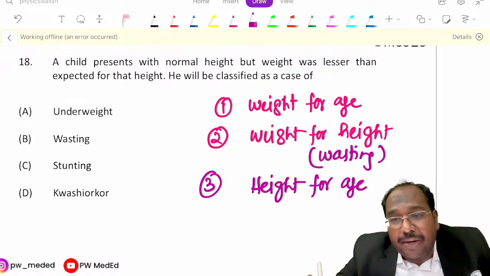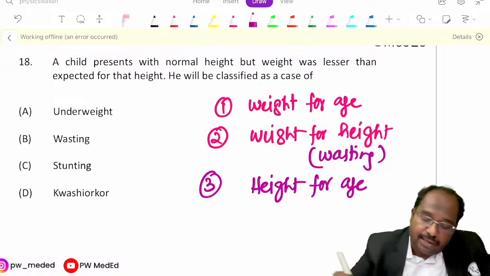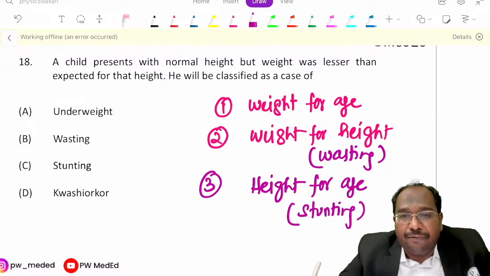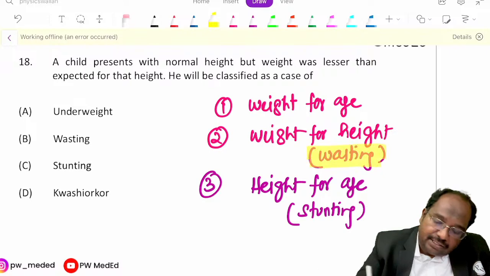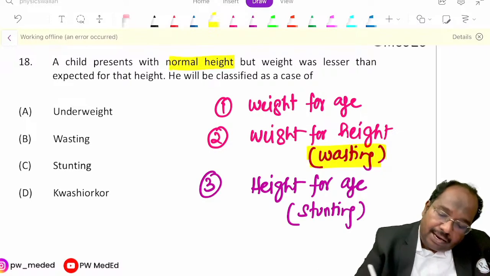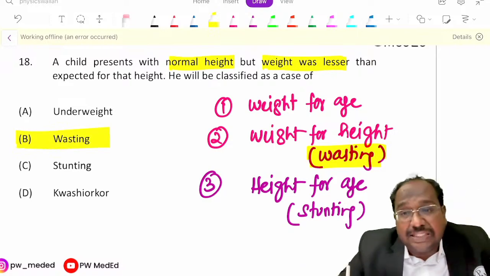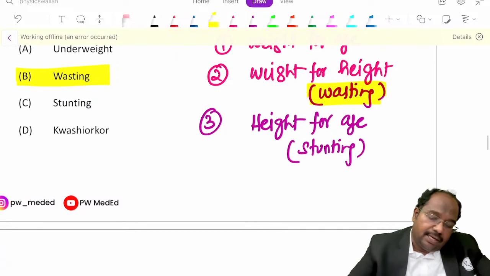Height for age means how much growth the person has achieved for that particular age. We call that stunting. So: weight for age, weight for height, and height for age. The question here, normal height but weight is lesser, so the answer is wasting.